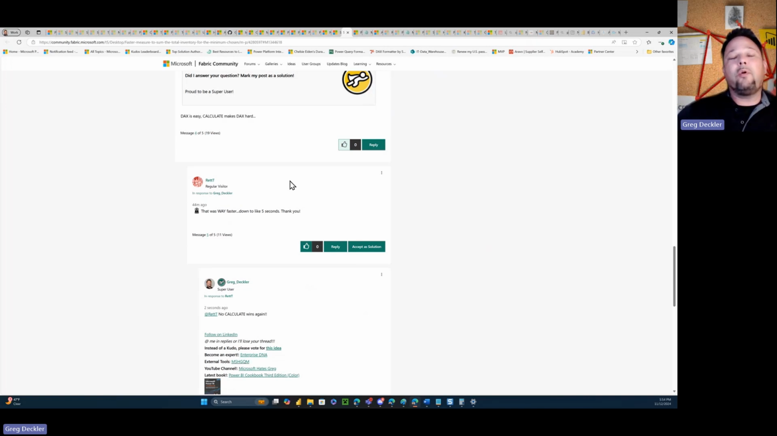In a real world example with 90 million rows, all these people that always were like, oh, no calculate approach will never scale and calculate is the most powerful function in DAX. Well, it's 20 times slower than not using it. So stick that in your pipe and smoke it.